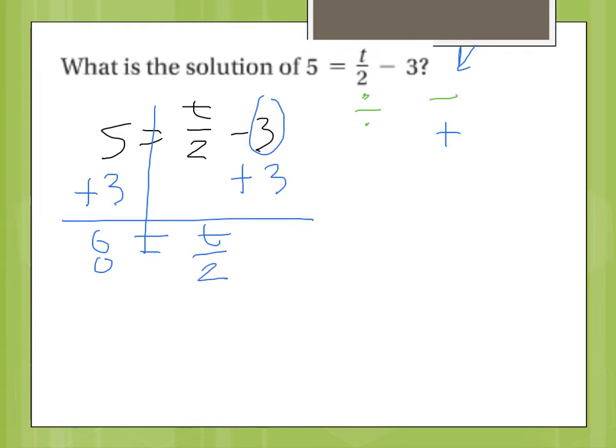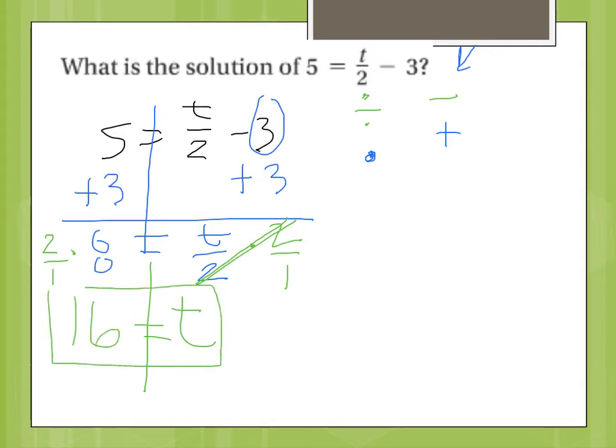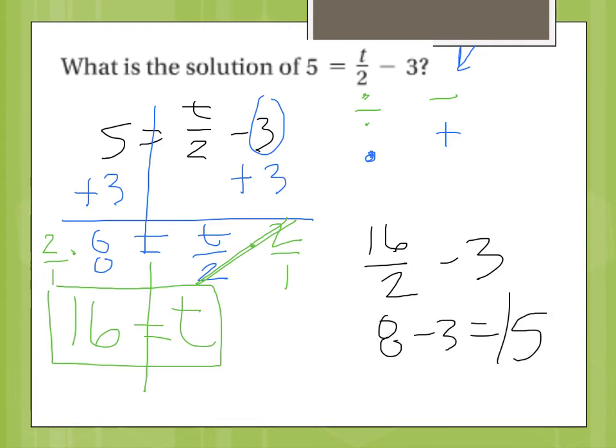So now I look at my dividing. Well, the opposite of dividing is multiplying. So if I multiply by 2 on the right-hand side, then I have to multiply by 2 on the left-hand side. These two will cancel. So on the right, I just have t, and 2 times 8 is 16, so that would be my answer. Again, you should check your work. So if I have 16 divided by 2 minus 3, 16 divided by 2 is 8. 8 minus 3 is equal to 5, and it checks out.